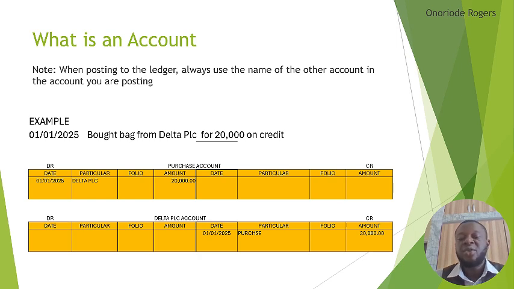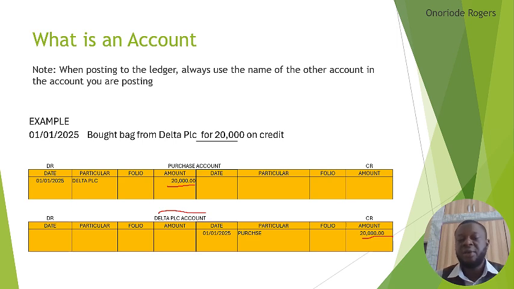The two accounts that are going to be impacted are the purchase account and the Delta PLC account, because you are buying from Delta PLC on credit. We are going to pay them in future days. But who is receiving value and who is giving value? Number one, we are receiving value because we are the ones buying the goods. The goods will come to our warehouse. So we are going to debit our purchase account with 20,000 naira. Then who is giving value? Delta PLC is giving out the goods, so it's going to go to the credit side, 20,000 naira, because they are giving out value.